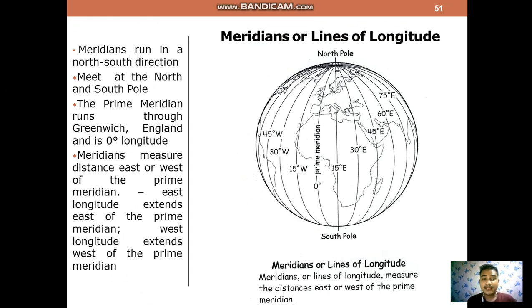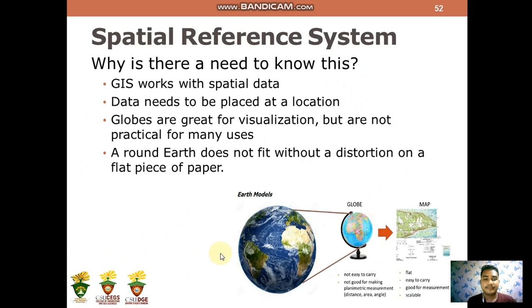And meridians run in the north-south direction. Meridians meet at the North and South Pole. The prime meridian is in Greenwich, England. The meridians measure distance from east to west of the prime meridian. So east longitude extends east of the prime meridian, and west longitude extends west from the prime meridian.